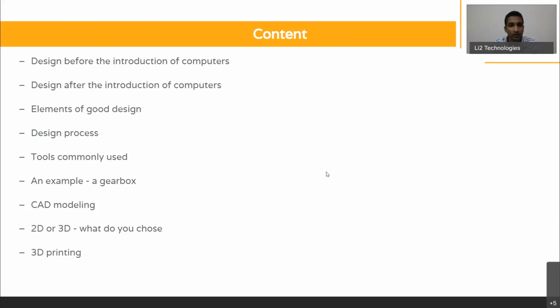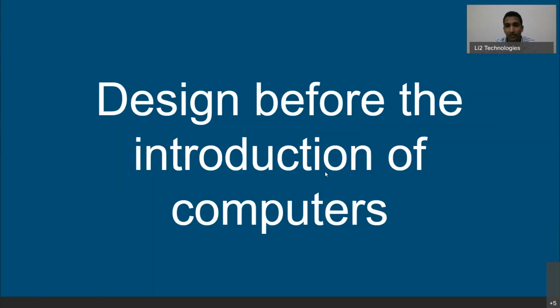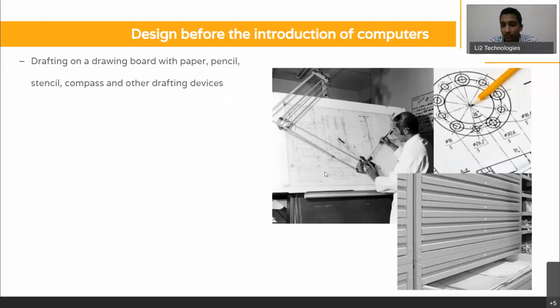First we'll start with design before the introduction of computers. Before computers, primarily any designer or any engineer or any person who would be part of the design process would use a drafting board and drafting tools like paper, pencils, stencils, compass. These are things that they would use. It was quite extensive earlier. This was anyway the only method at that time.